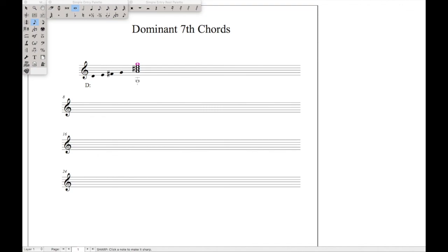Now if I want to test it, I can go and check the interval. So from A, a 7th up is a type of G, so that's good. And I can say a major 7th above A would have been G sharp, but there's no G sharp in D major, so the minor 7th above A would be G natural. And that's how you make a dominant 7th chord in a key.